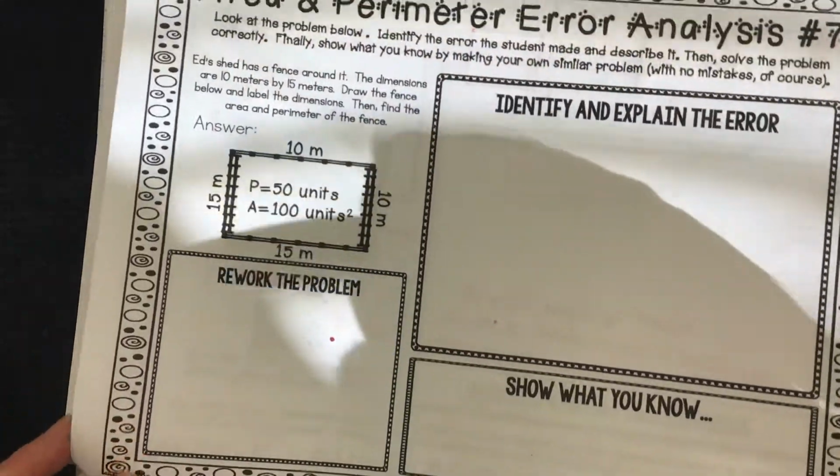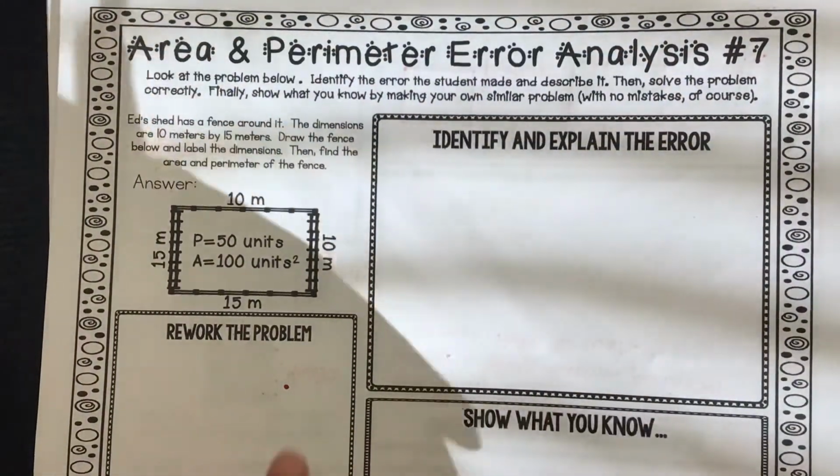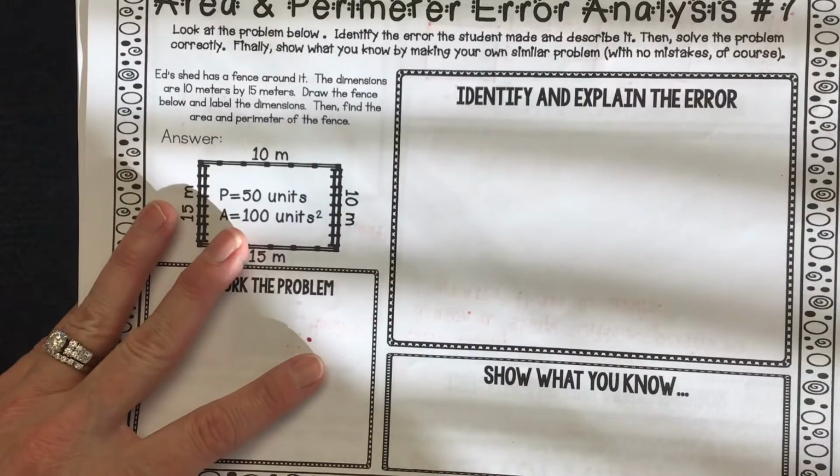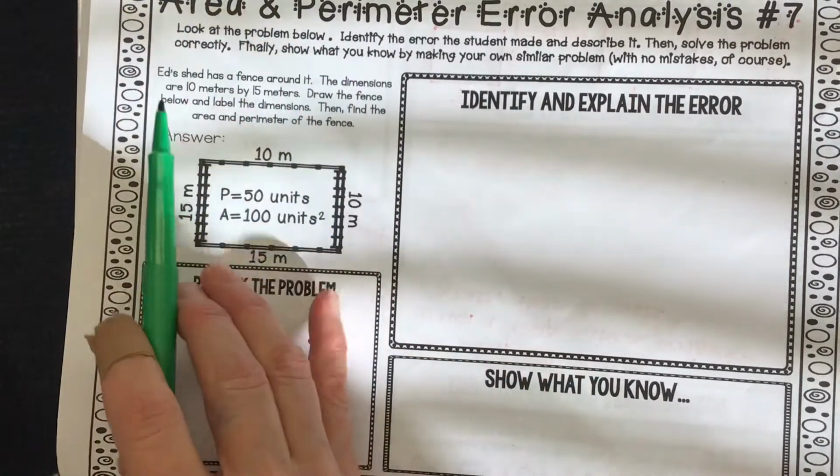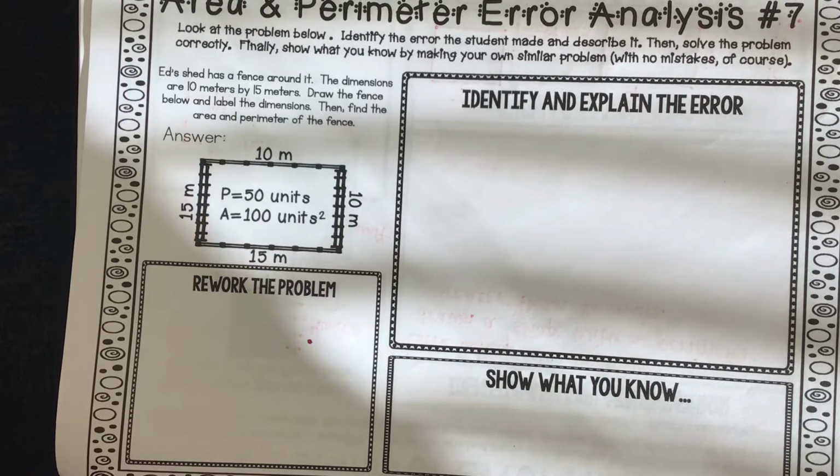Okay, we're looking at error analysis number 7. This is block 1. Today's January 26th. Ed's shed has a fence around it. The dimensions are 10 meters by 15 meters.